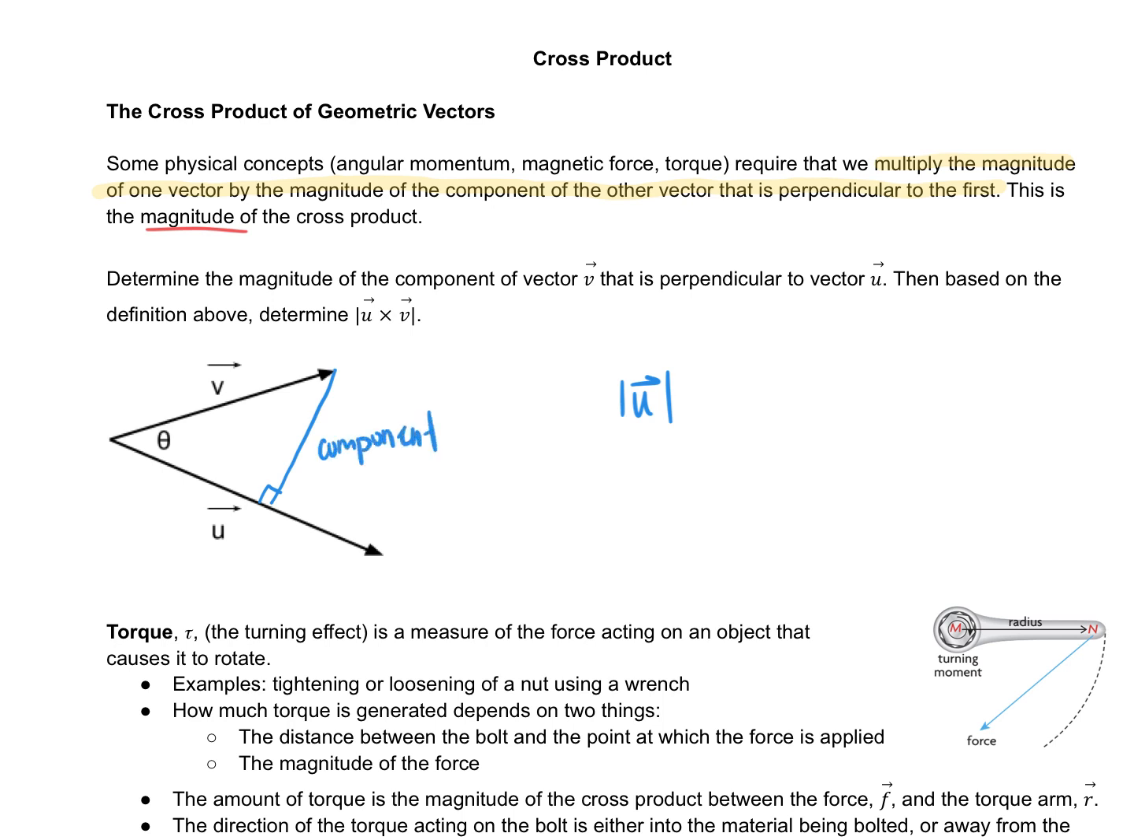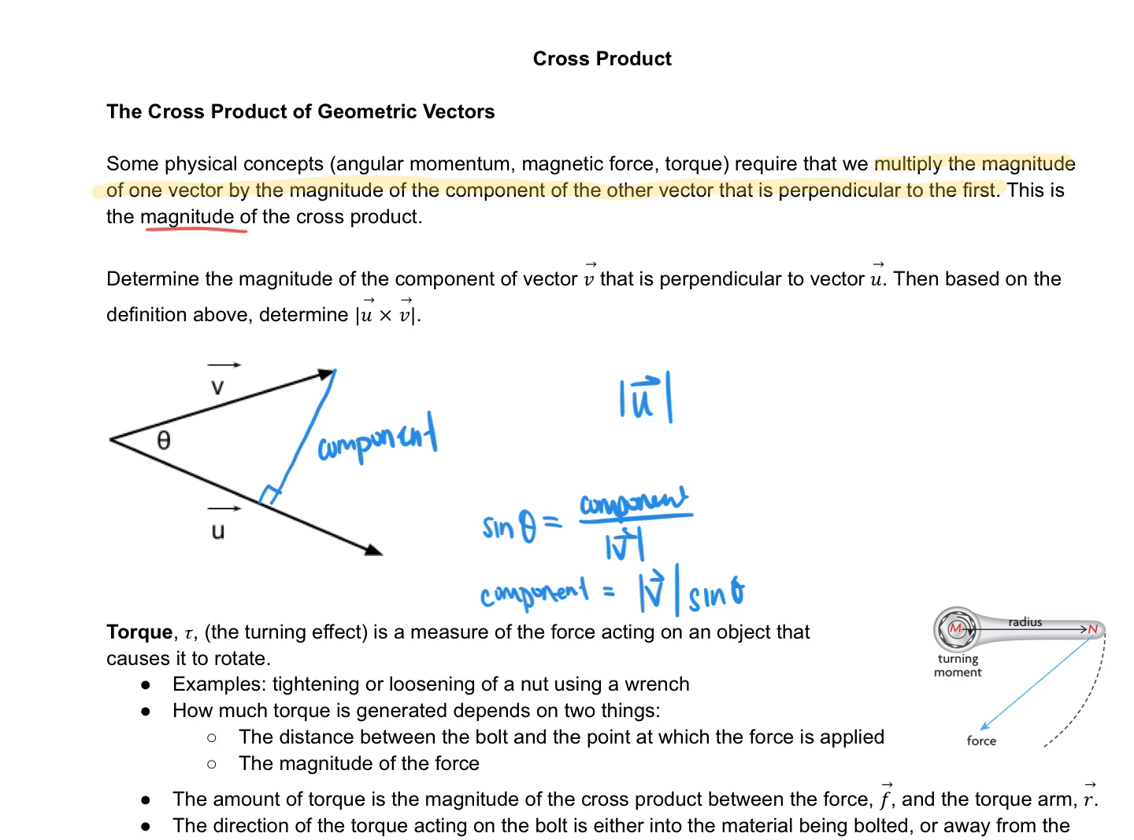I'm just going to call this the component. Now this component is perpendicular to vector u, and we need to figure out the magnitude of this component for vector v. Well, we can do that with a little bit of SOHCAHTOA. So the component is the opposite, and the magnitude of vector v is the hypotenuse. So just on the side here, I'll write sine theta equals the component over the magnitude of v. And what do we end up getting? For that perpendicular component, we get the magnitude of v times sine theta.